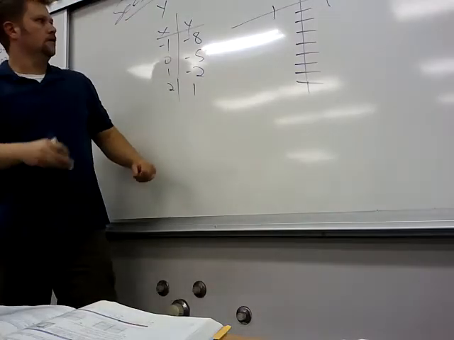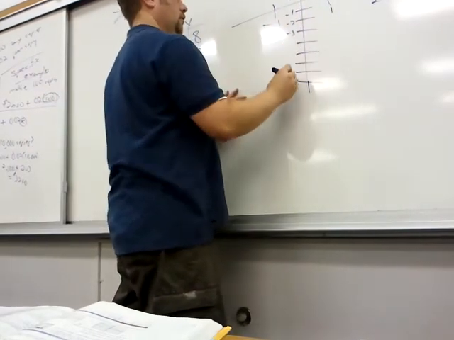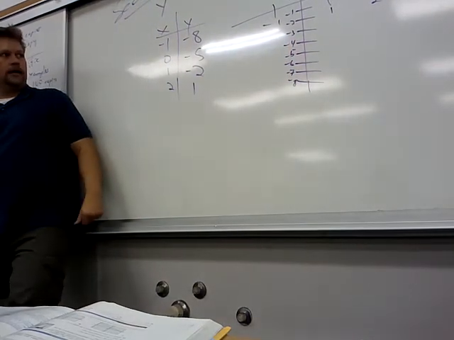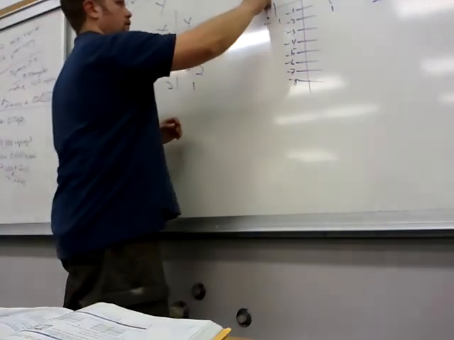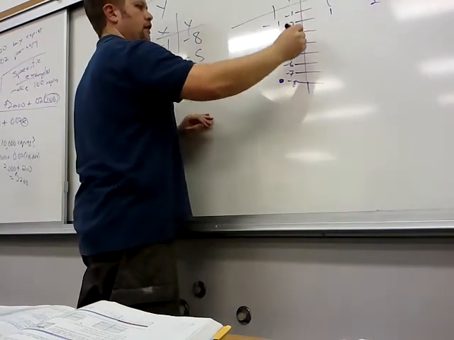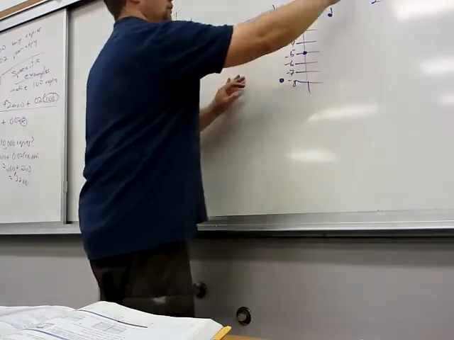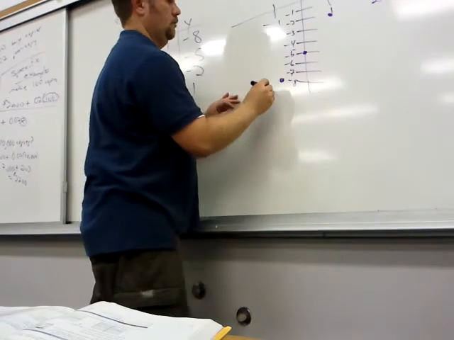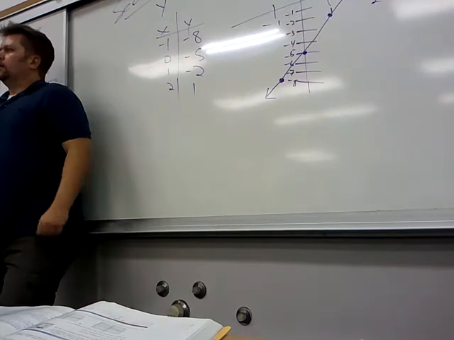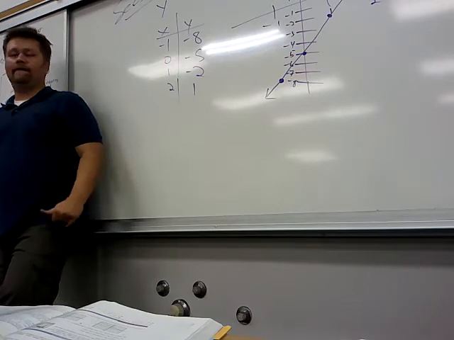Horrible scale, but okay. So -1, -8. So -1, -8. 0, -5. 1, -2. 2, 1. Cool, man. It's actually pretty straight for me. Mine wasn't straight.